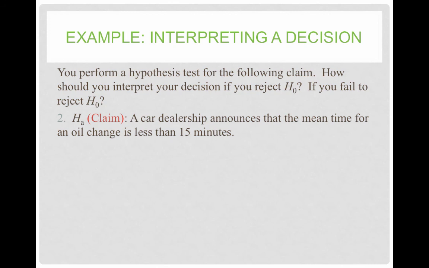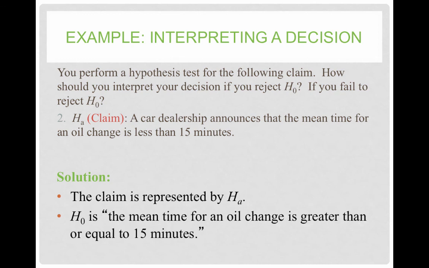All right, let's try one where our alternative is our claim. You again perform a hypothesis test for the following. Let's go through how our decision would get worded based on rejecting or not rejecting. A car dealership announces that the mean time for an oil change is less than 15 minutes. The alternative is our claim. So again, the null hypothesis would be the mean time for an oil change is greater than or equal to 15 minutes. Remember, it's the opposite.